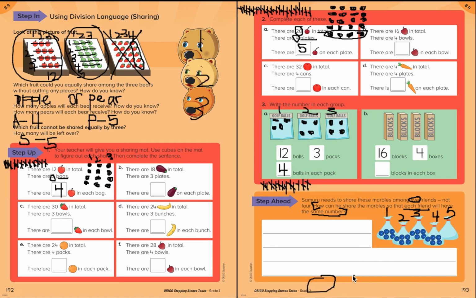So I'm going to draw my 5 bags on the bottom. 1, 2, 3, 4, and 5. So you're going to figure out how many marbles there are in all, and then you're going to split them up evenly so that each friend has the same number of marbles.